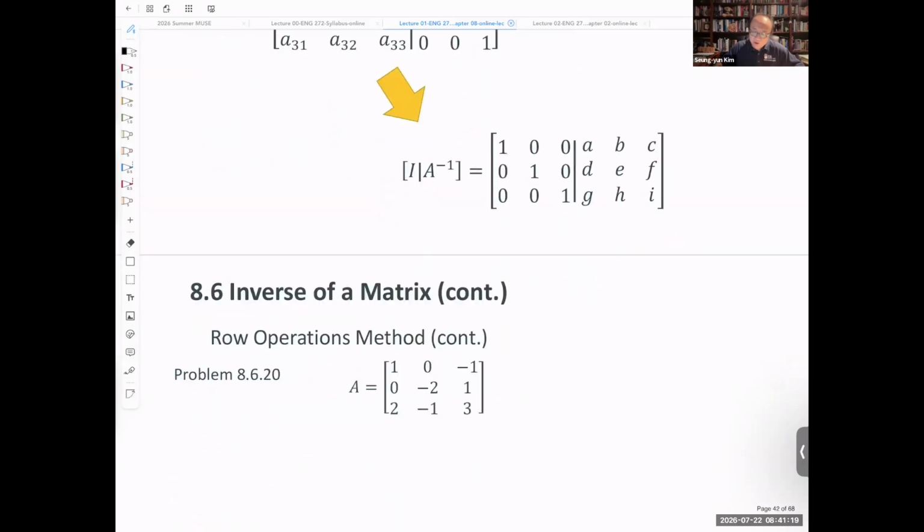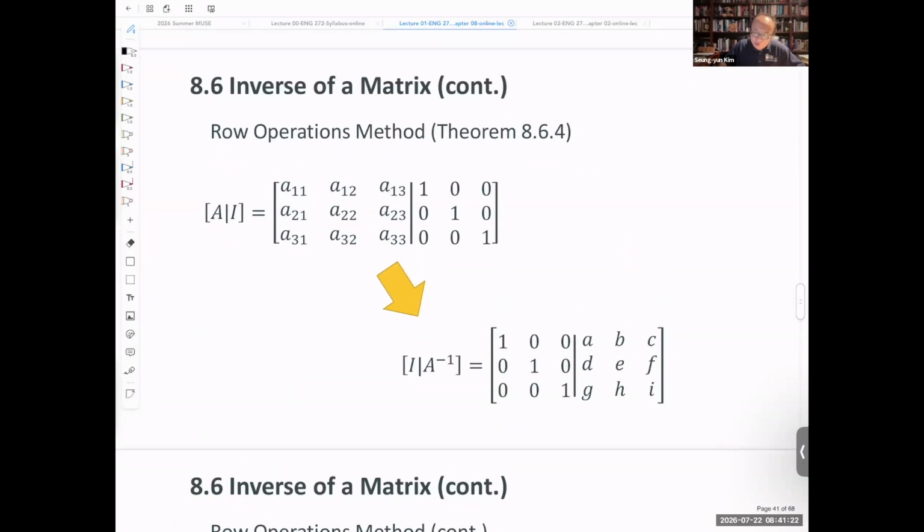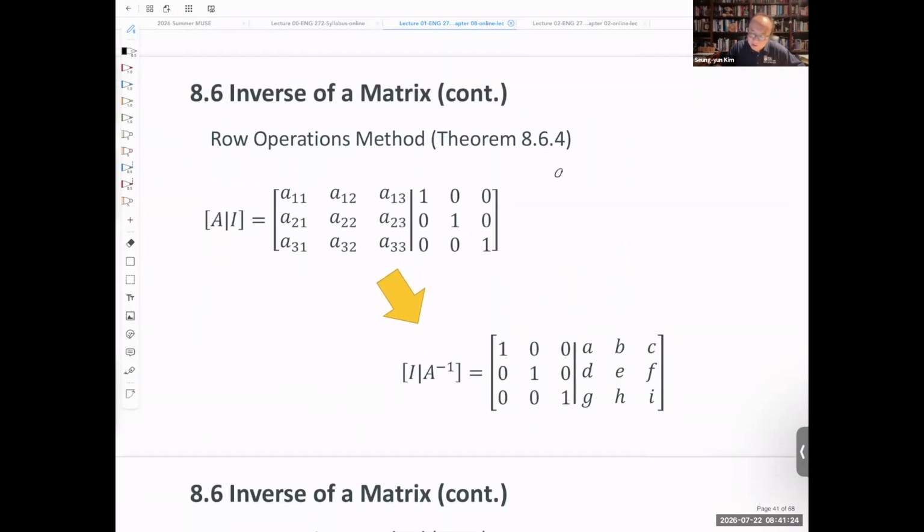So for this row operation technique, if you are given equations of a11x plus a12y plus a13z equals some number k1, we're going to take the coefficients of x, y, and z, and do the row operation.